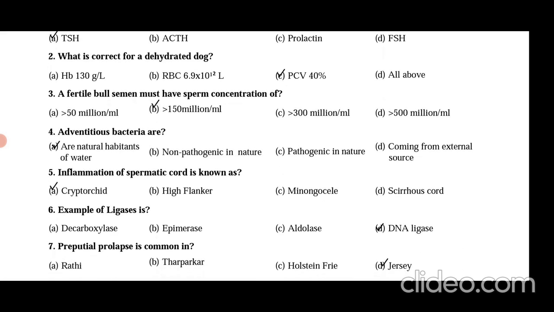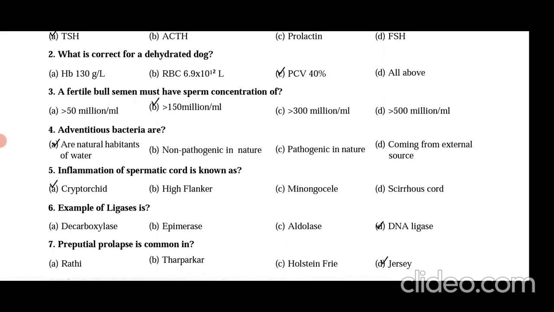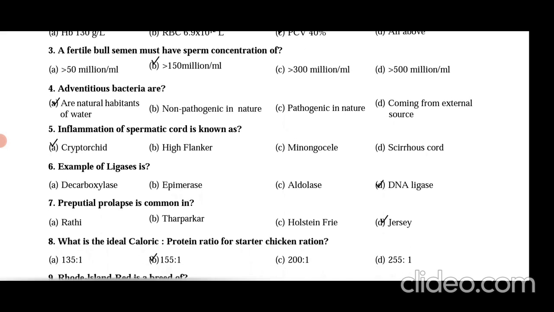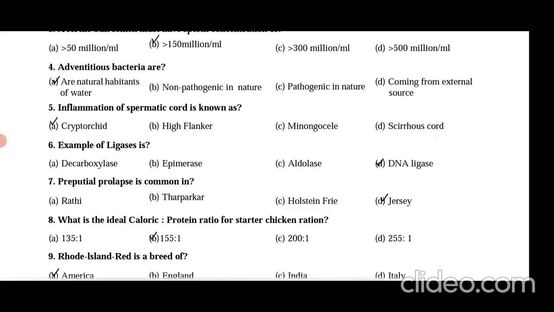Preputial prolapse is common in Jersey. Jersey cattle is famous for having a very high incidence of preputial prolapse. Prepuce is prolapsed.